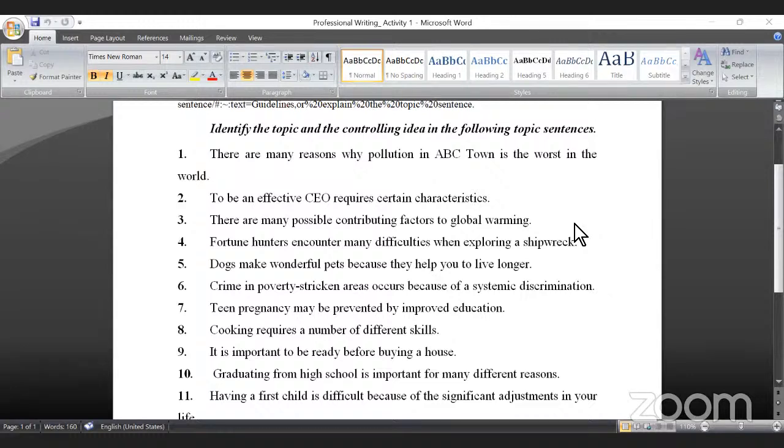Now, fourth one: fortune hunters encounter many difficulties when exploring a shipwreck. Difficulties when exploring a shipwreck is what? Controlling idea. What's the topic? It is a topic, I think. No, it's fortune hunters as the topic. No, read again. A shipwreck.